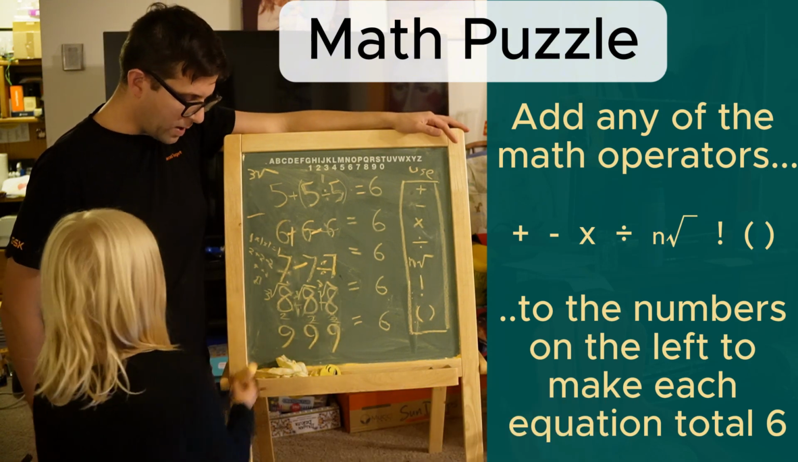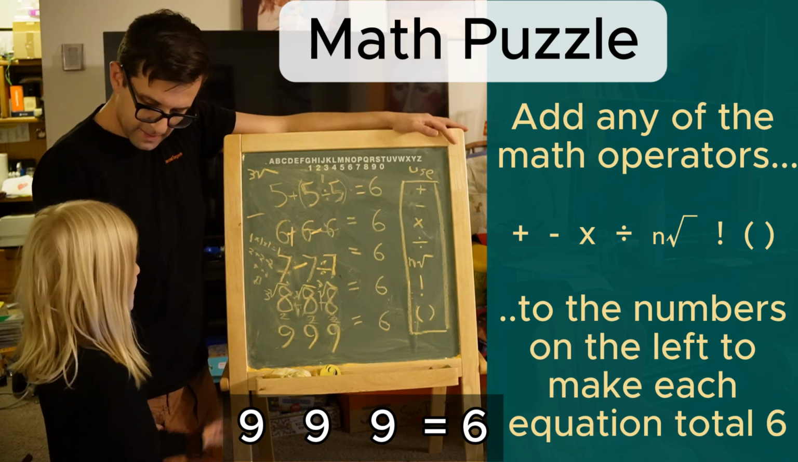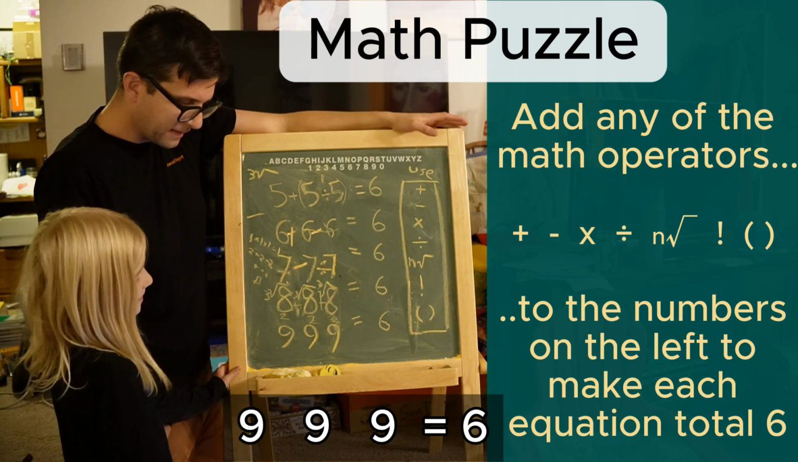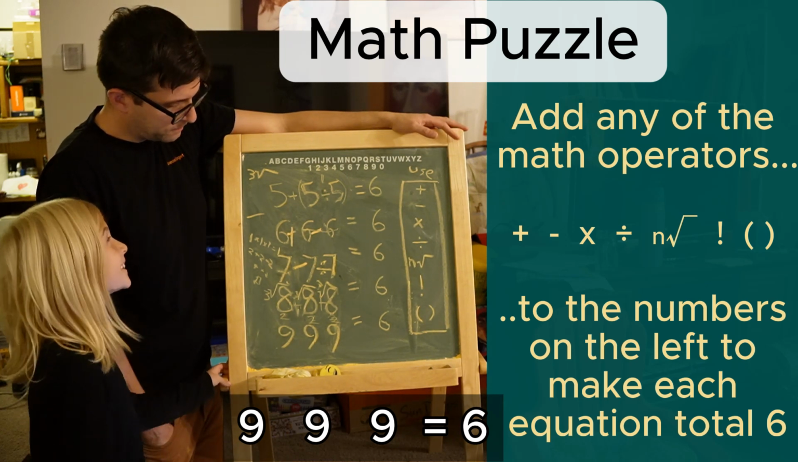All right, now there's one more. This one's all 9s. How do we solve the 9s? Kind of easy. So 9 plus 9 is 18, right? Yeah.